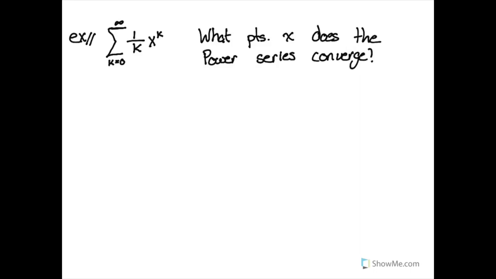Right. So in this case, the sequence a_k is equal to 1 over k. That's the sequence that defines the coefficients for the power series. And right again, just from the last slide, we know that it converges at x equals 0, because again, all power series do.